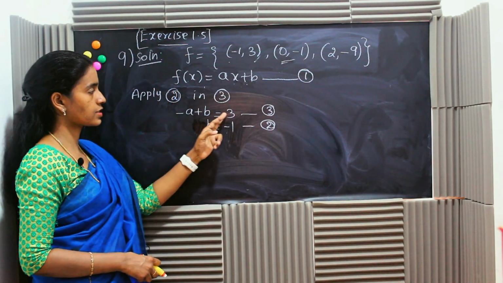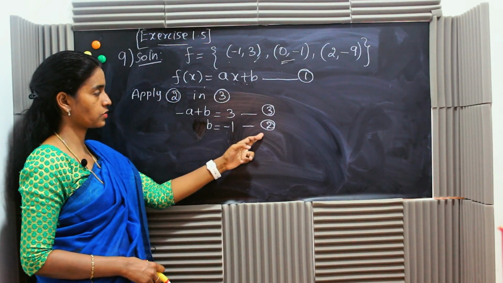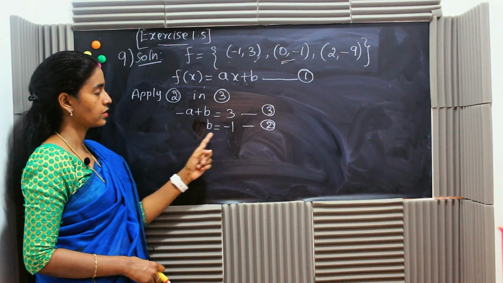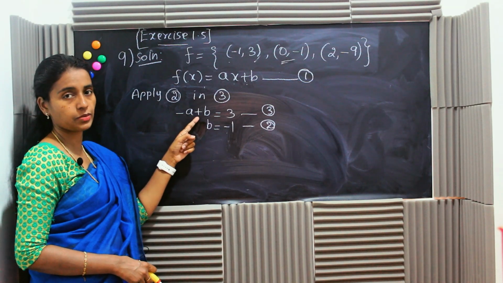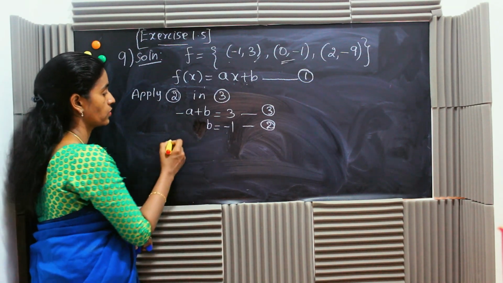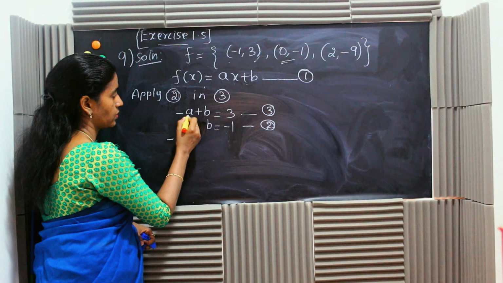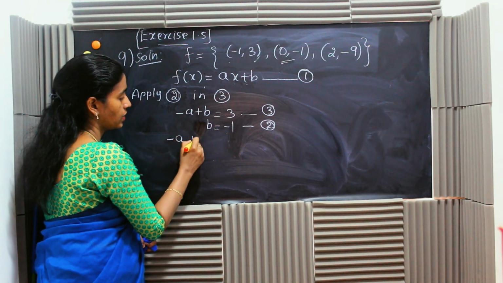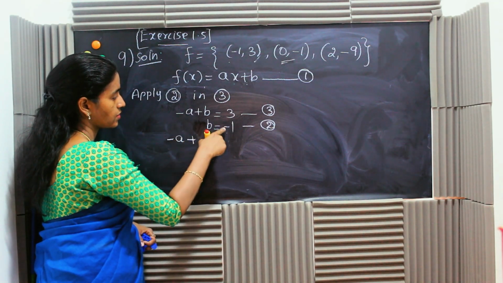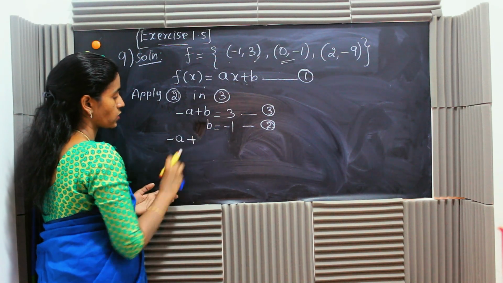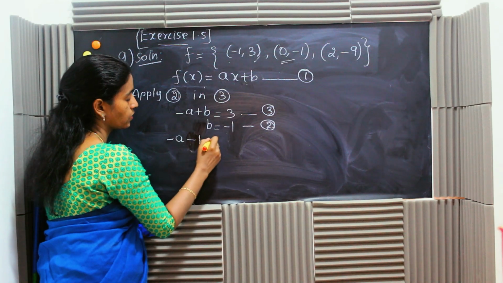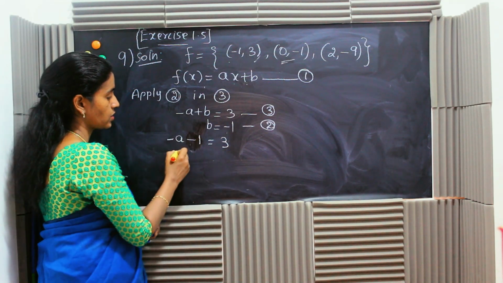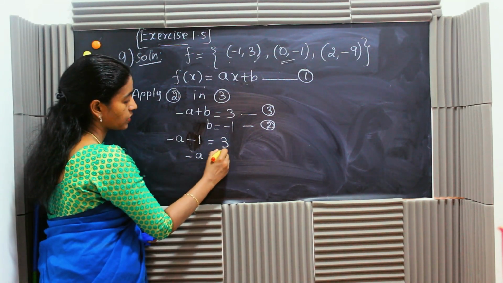So here this is equation number 3 and this is equation number 2. I am going to apply this b value in equation number 2. So -a plus, no, b value is -1, right? So I am applying -1, equal to 3. So -a would be 3.